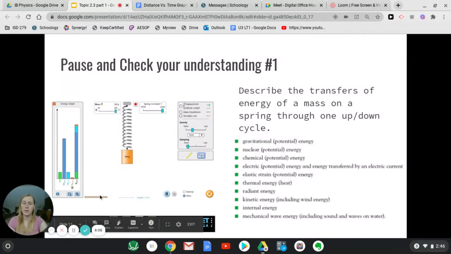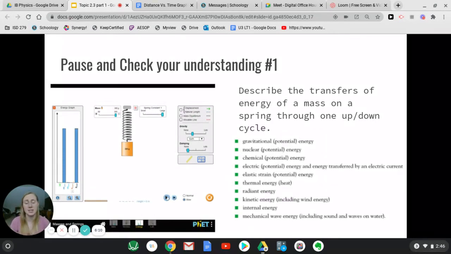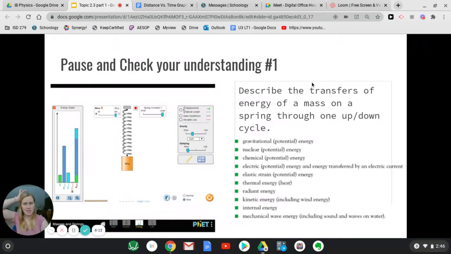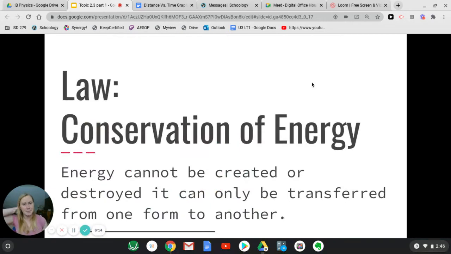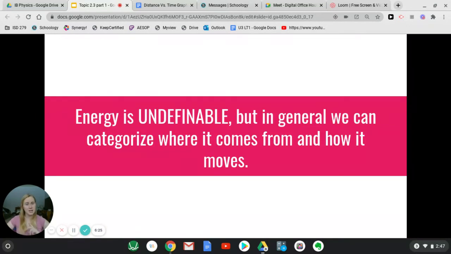But one important thing to know about all descriptions of energy, which is something you'll do on your IB test, is that energy can't be created or destroyed. It can only get transferred from one form to another or from one object to another. And so energy is undefinable, but we can categorize where it comes from and how it moves. And we'll keep talking about this throughout the lesson.